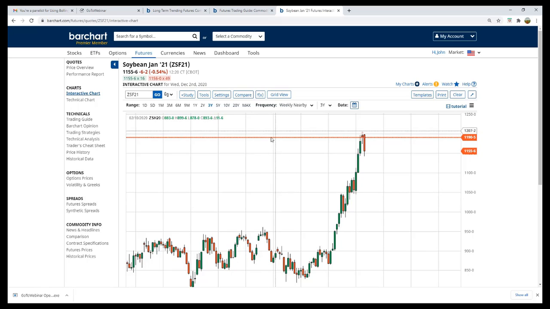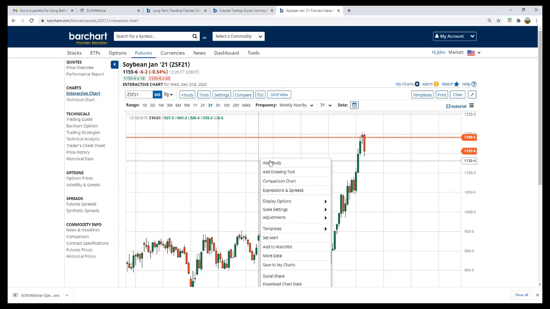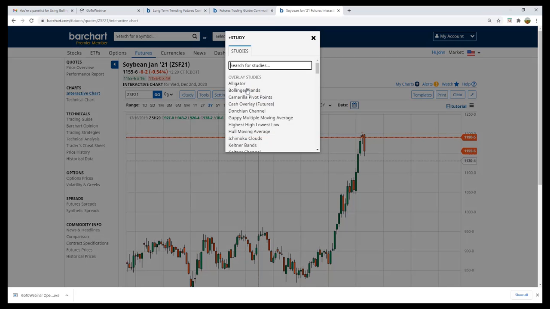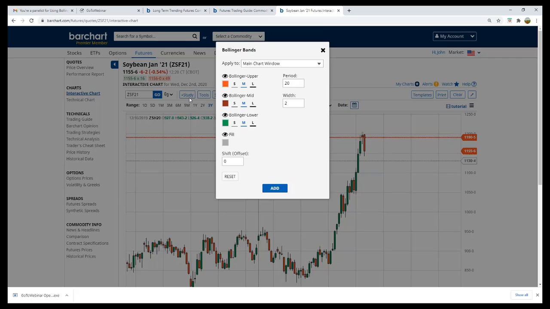So let's turn on our Bollinger Bands, right-click Study. Again, I can come through Study through here, and notice here we have our period. That is our moving average period. The default is 20. So if I'm looking at a weekly chart, it's 20 weeks. If I'm looking at a daily chart, it's 20 days. If I'm looking at a 60-minute chart, it's 20 60-minute periods. And the width is our standard deviation.